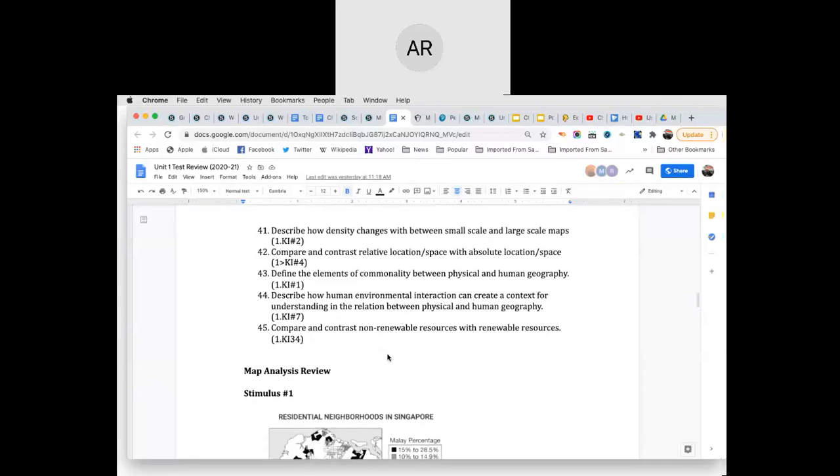45, compare and contrast non-renewable resources with renewable. Non-renewable means they're finite. They have a limit. They have a carrying capacity that's limited. So they have a limited time span. And renewable is unlimited supply, meaning they are infinite if they're not overused.